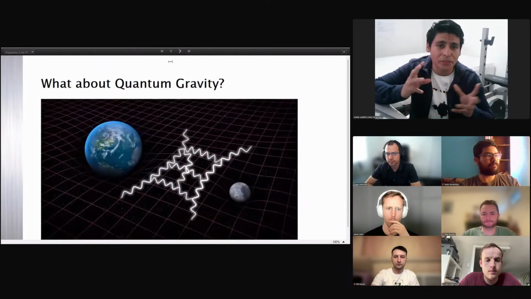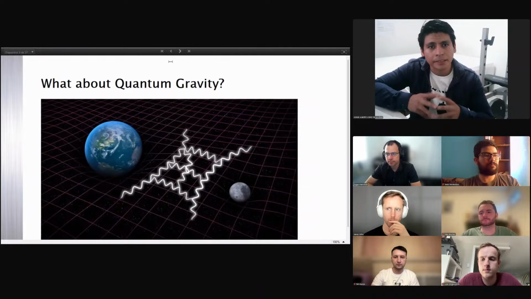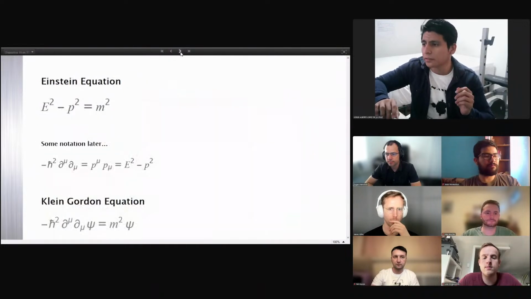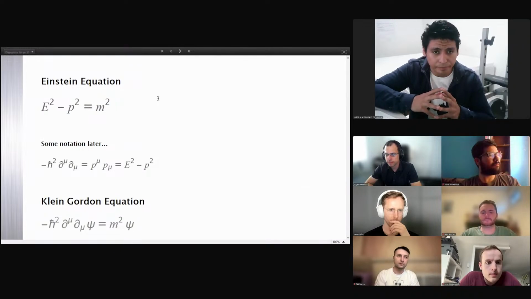This is called quantum gravity. All right. In the last 80 years, scientists have made so many attempts to solve this, and one first attempt was the Klein-Gordon equation.